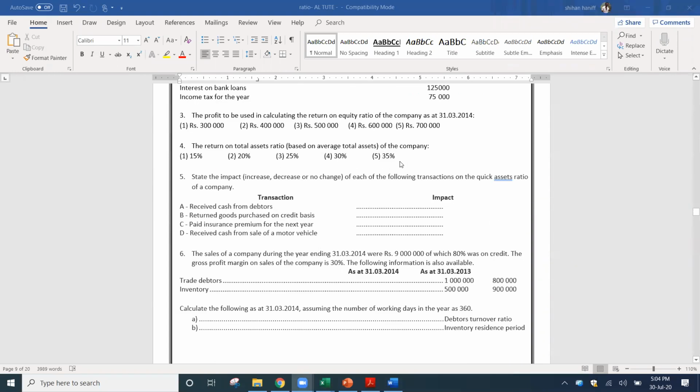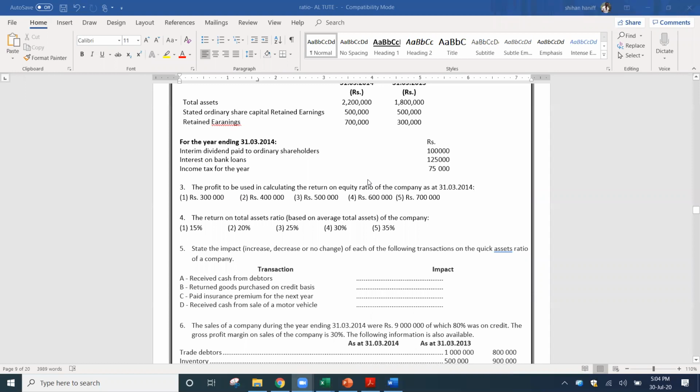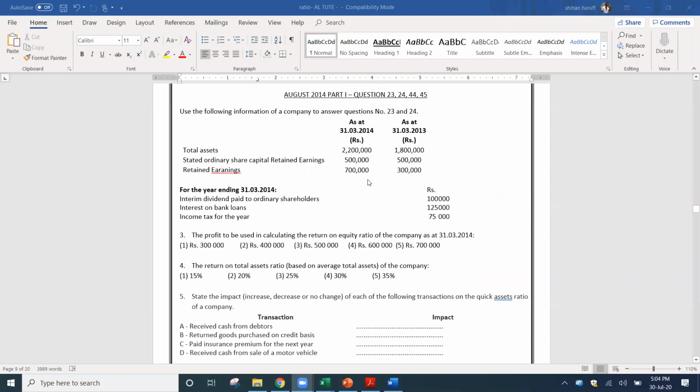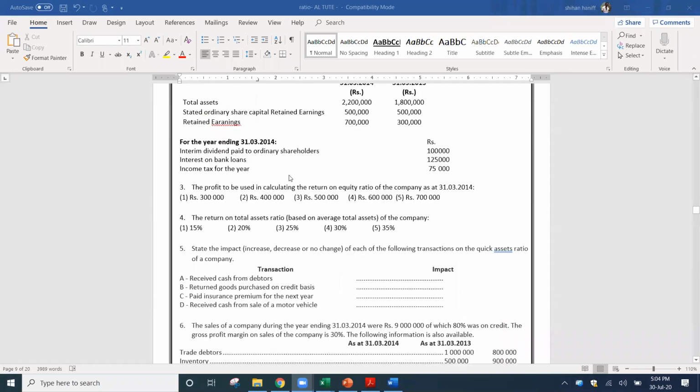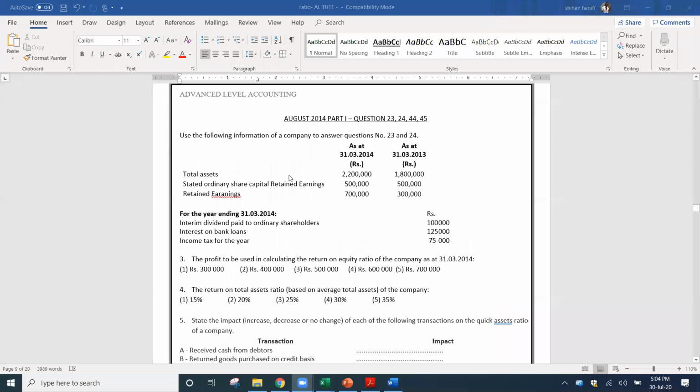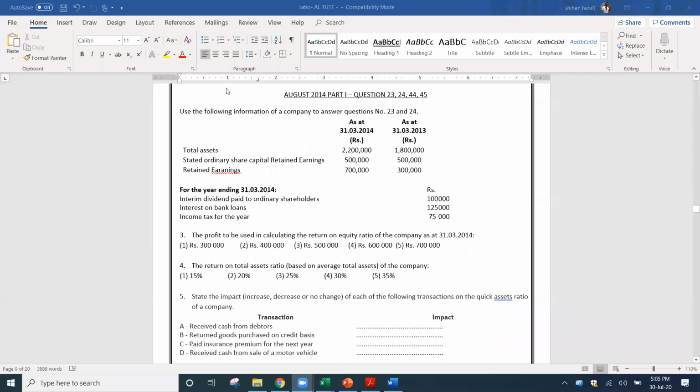So we'll do the other ratio questions, MCQs. All right, we'll do one more. After that, I'll do a question from the second paper. So let's do this one, 2014.